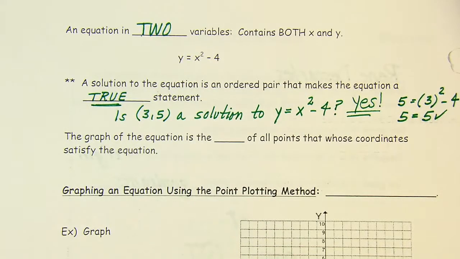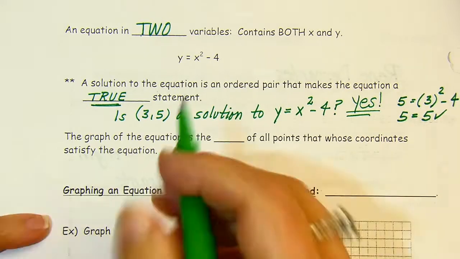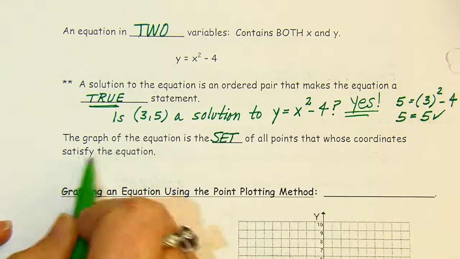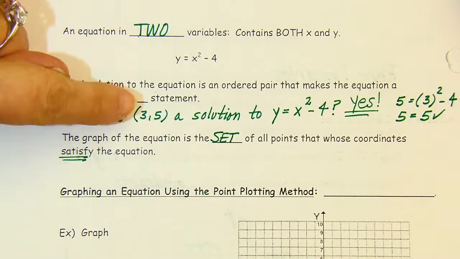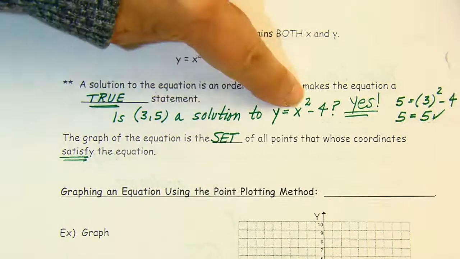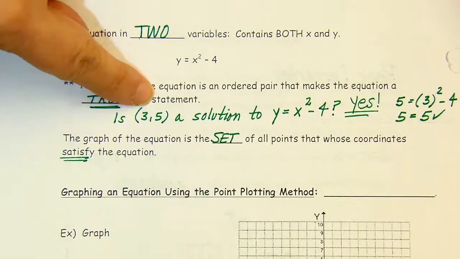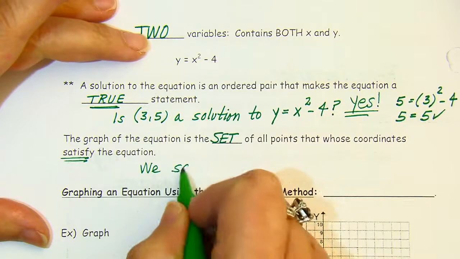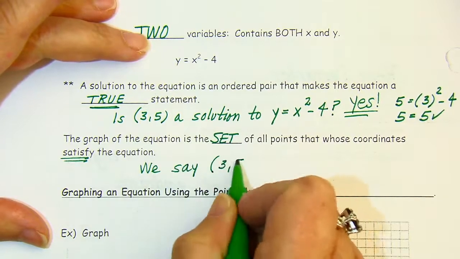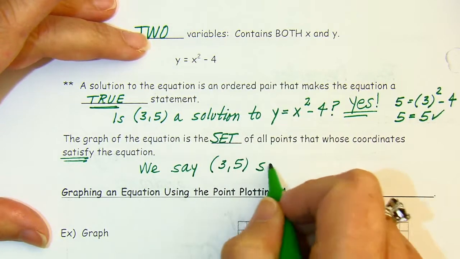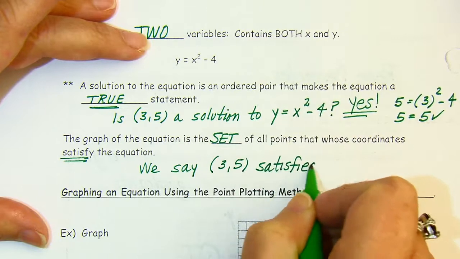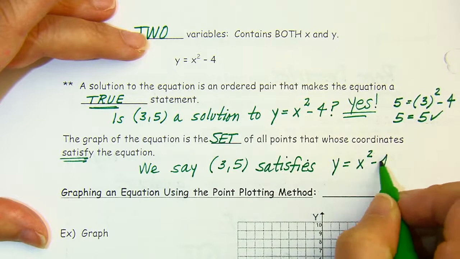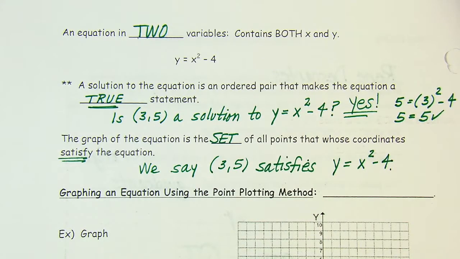The graph of the equation is the set of all points whose coordinates satisfy the equation. So since 3, 5 is a solution to this equation, we say that 3, 5 also satisfies the equation. We say the ordered pair 3, 5 satisfies y is equal to x squared subtract 4. Okay, because it makes it true. It satisfies the conditions.